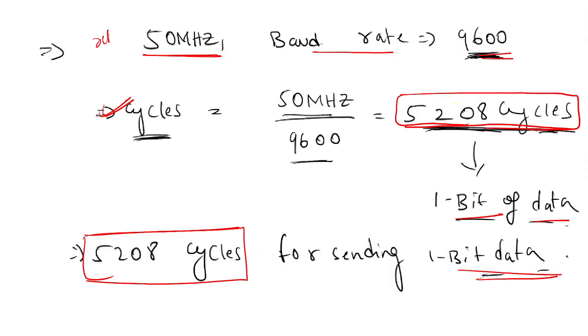With a reference clock, what is my reference clock? Reference clock is 50 megahertz. Baud rate is 9600. If you calculate the number of cycles, you are getting 5208 cycles. So these many cycles are required to send one bit of data. So 5208 cycles are required for sending how many bits of data? One bit of data.